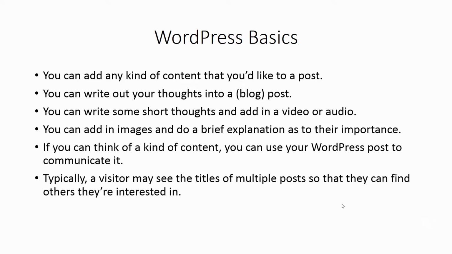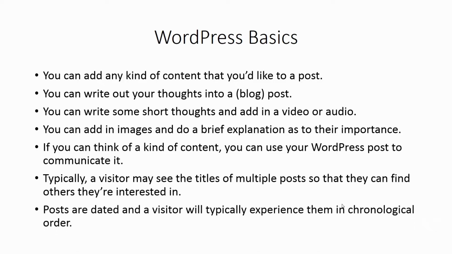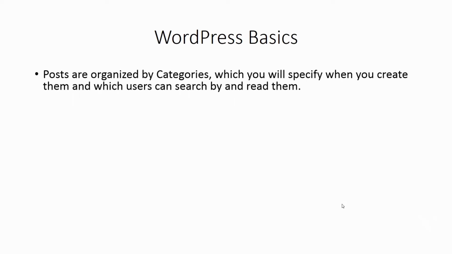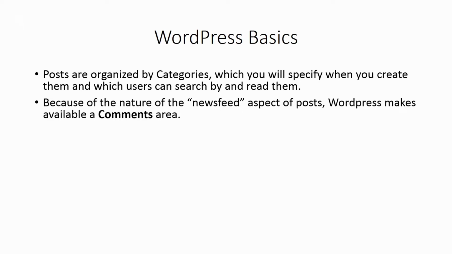Typically, a visitor will see the titles of multiple posts so that they can find other content that they're interested in. The posts are dated, and a visitor will typically experience them in chronological order. Posts are organized by categories, which you will specify when you create them, and which users can search by and read them. Because of the nature of the newsfeed aspect of posts, WordPress makes available a comments area.